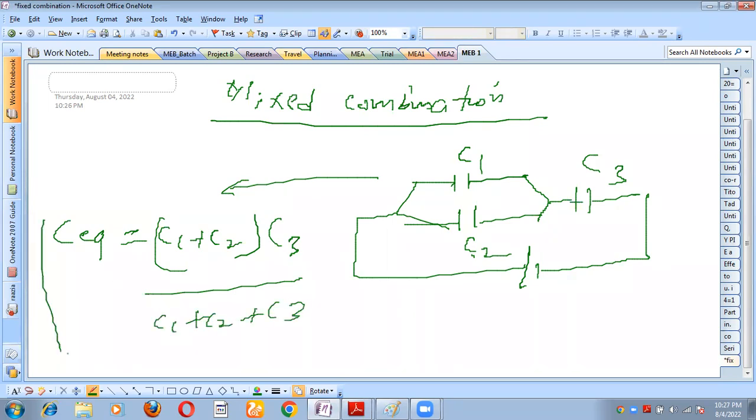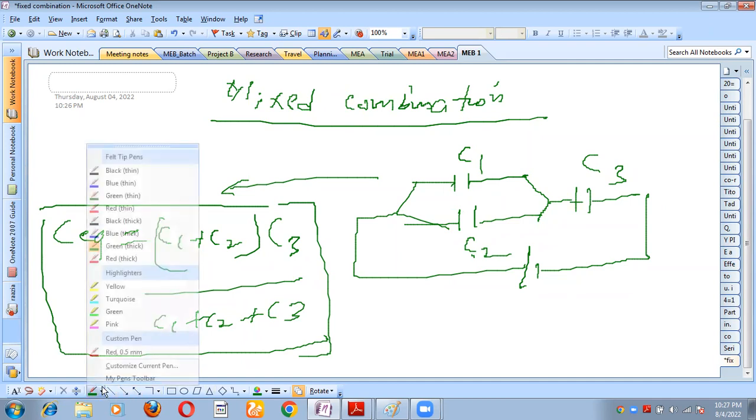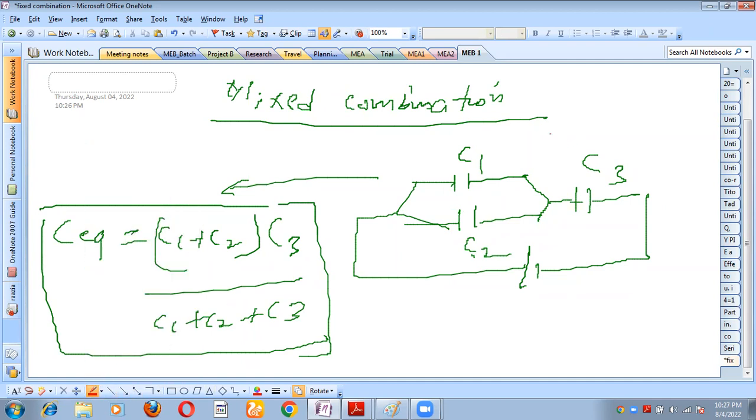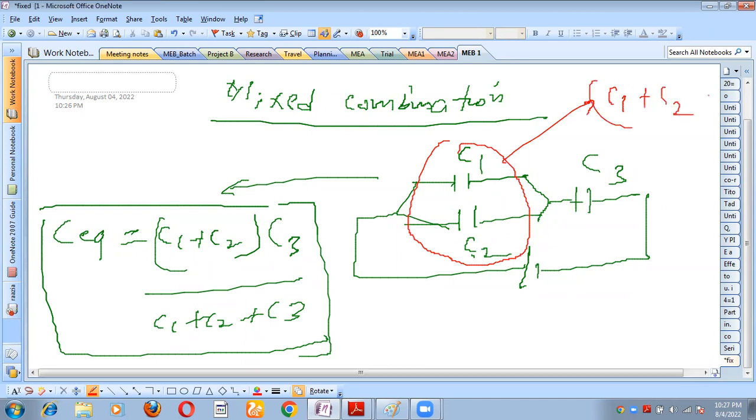Just through this one, how will you calculate the equivalent capacitance of the first combination? C1 and C2 are both in parallel, right? So their capacitance is C1 plus C2. And this is in series with this one, so we apply the series formula, C1 C2 by C1 plus C2. So this acts as one capacitor, C1 plus C2. Understood this one? Yes, sir. So we will apply this concept in different combinations of capacitors.